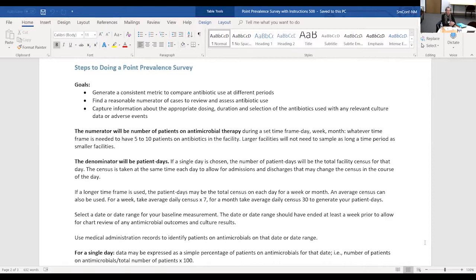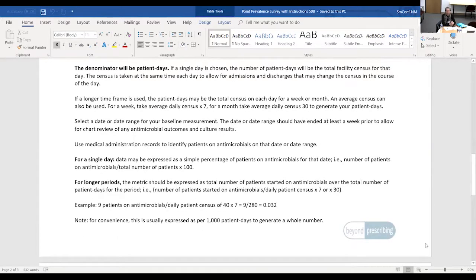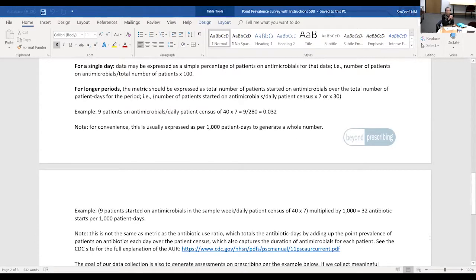And then use your denominator, it will be patient days. So if you are collecting data from one day, then your number of patient days is the census for that day. But if you use a longer time frame, like a week or a month, you're going to have to add up the census every day for that period, or have an average census if that's available to you. So select your dates, and then use your medication administration record, and then express your antibiotic use per patient days.